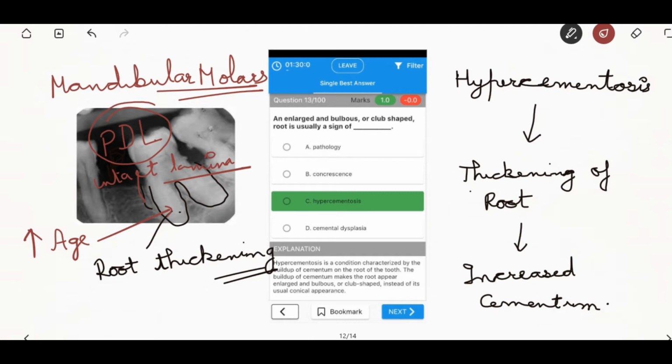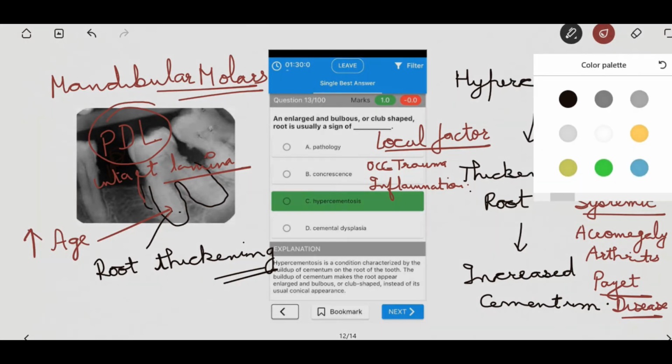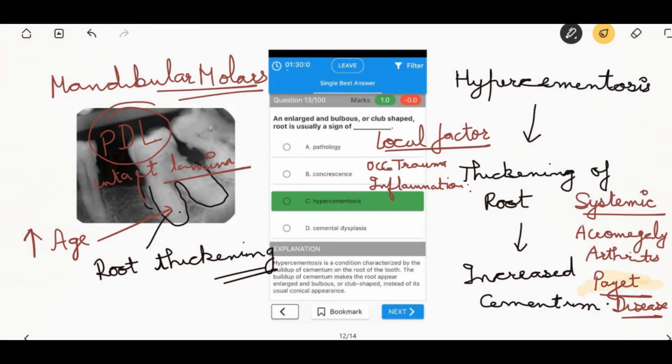What are the factors that are associated with hypercementosis? That could be either local factors or systemic factors. The local factors include abnormal occlusal trauma, or adjacent inflammation like pulpal, periapical, or periodontal involvement. The systemic factors: hypercementosis may be associated with acromegaly, pituitary gigantism, arthritis, Paget's disease of bone.